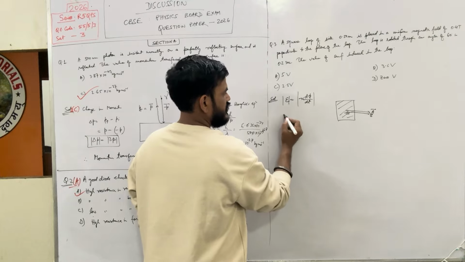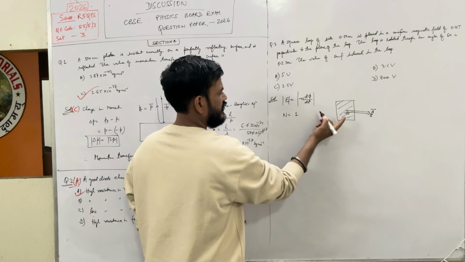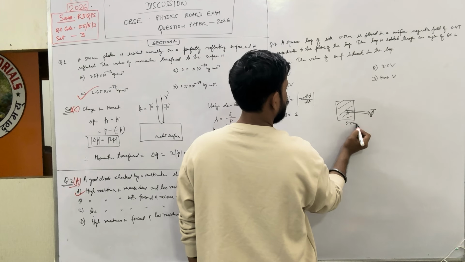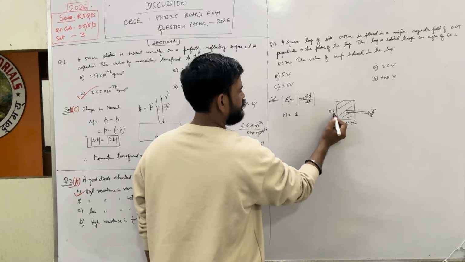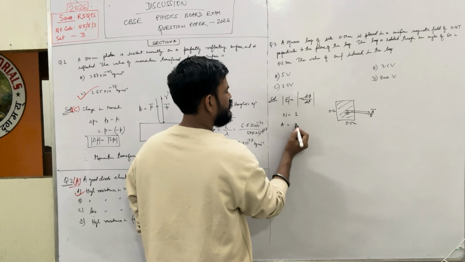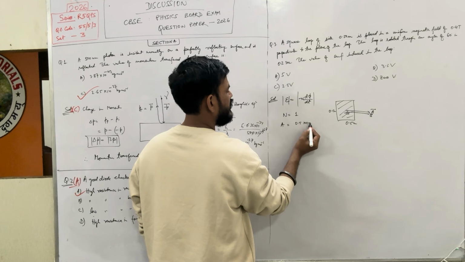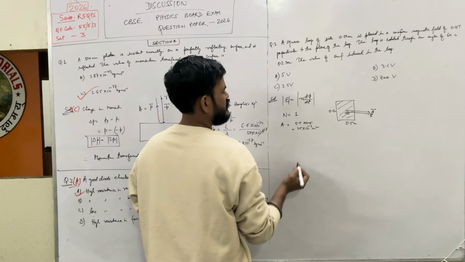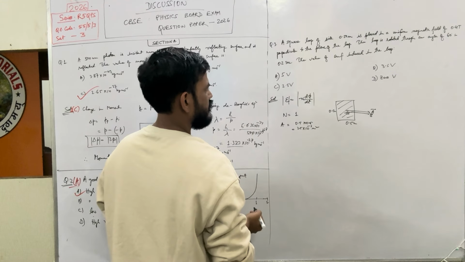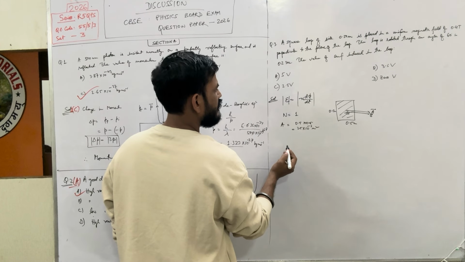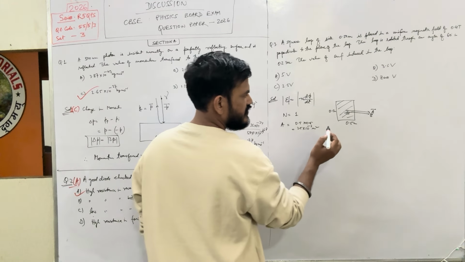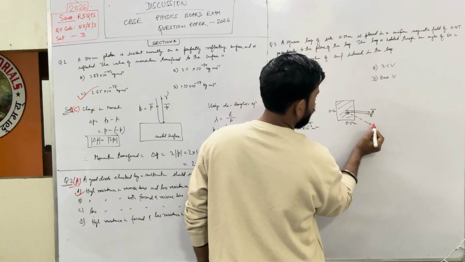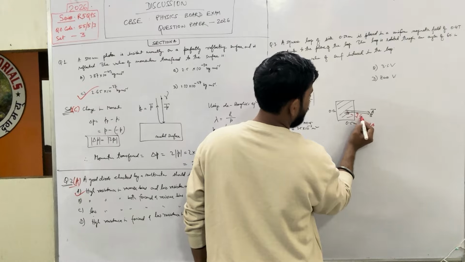Now, the number of turns is equal to 1 here. There is a single loop, and the side of the square is 0.5 meter. The area of the loop becomes 0.5 into 0.5, so it is 25 into 10 power minus 2 meter square. Now, the loop is rotated by 60 degrees. So now the area vector makes an angle of 60 degrees with the magnetic field.